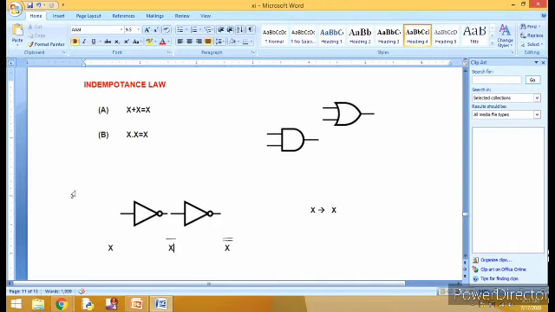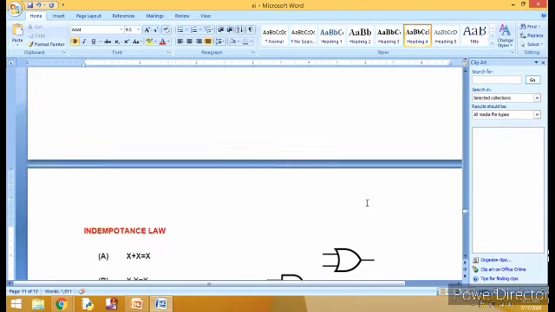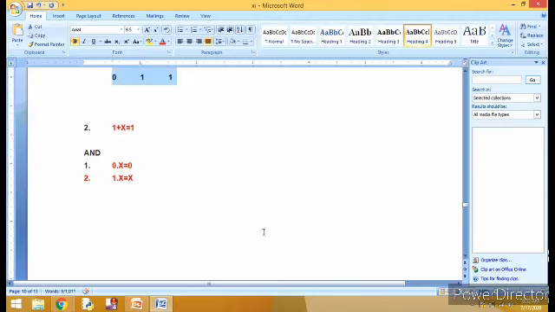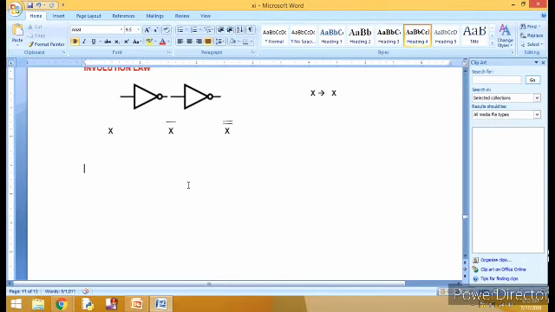Now again this is given a name, and the name is the involution law. So this is being given the name involution law. Can we get it with the help of a truth table? So let us have the truth table and see whether it holds or not. We will have a truth table over here.